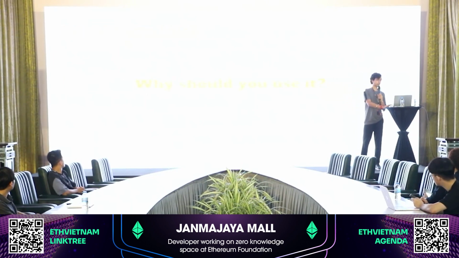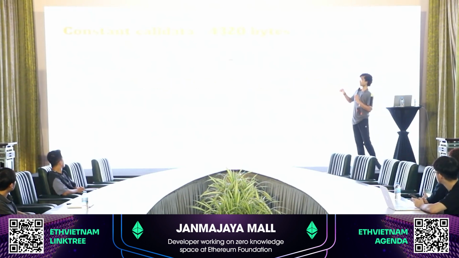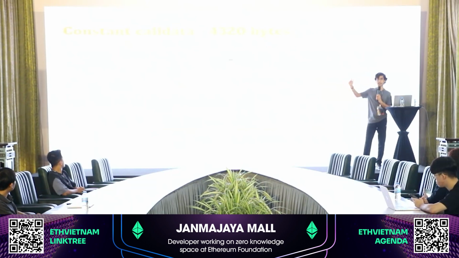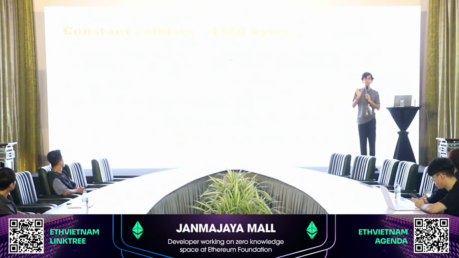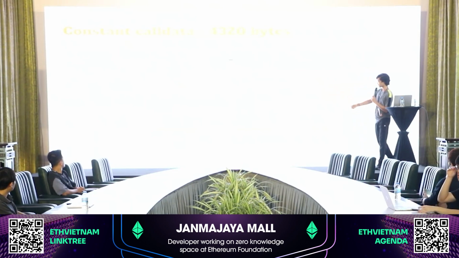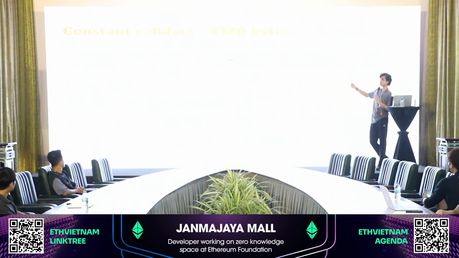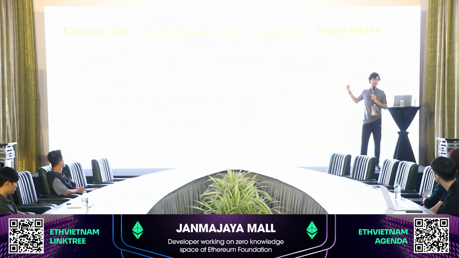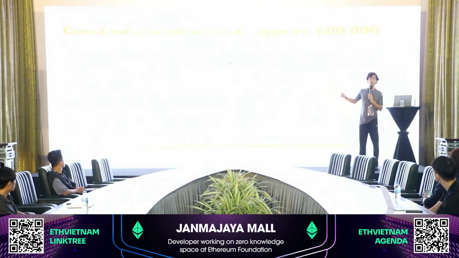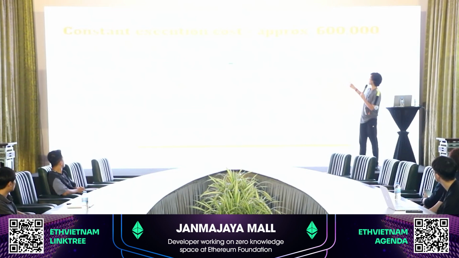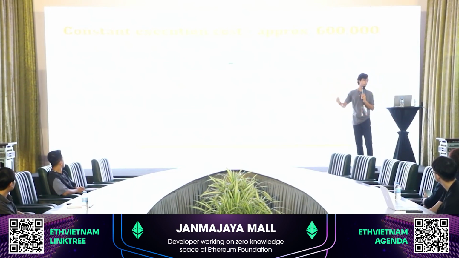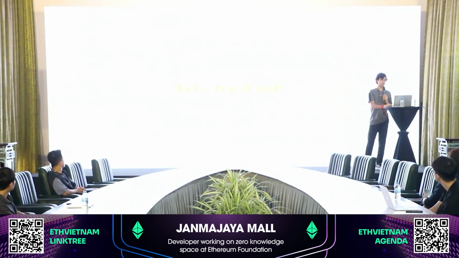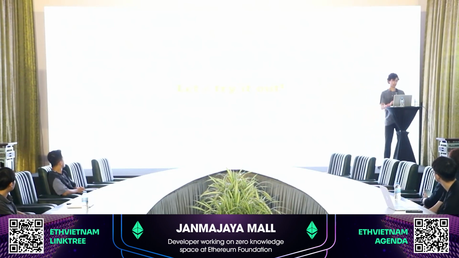And why should you use it? When you actually aggregate a bunch of Plonk proofs into a single proof, the calldata cost is always constant. So it doesn't matter how many proofs you aggregate, 30, 40, 50, 100, the calldata cost would always remain 4320 bytes. And the same goes for the execution cost. The execution cost would also be constant, approximately 600,000. So let's try it out.